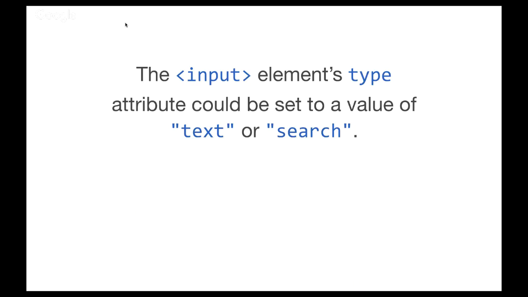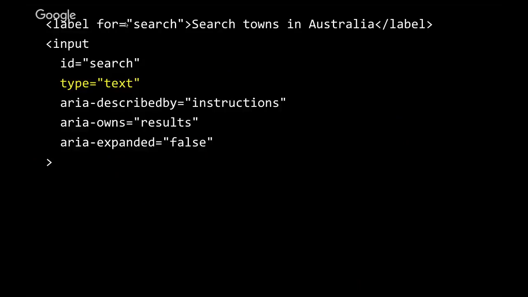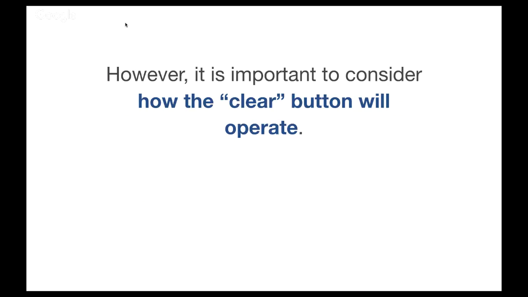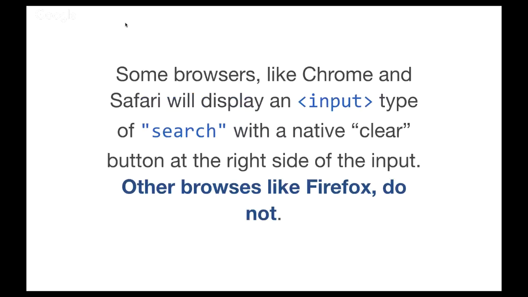Next up is the type attribute. The input element's type attribute could be set to a range of different things, but in this case, text or search are both acceptable. So you could have input type equals text, or input type equals search. However, it's important to consider how this clear button is going to operate, and we need to talk about some browsers that have that default search function.